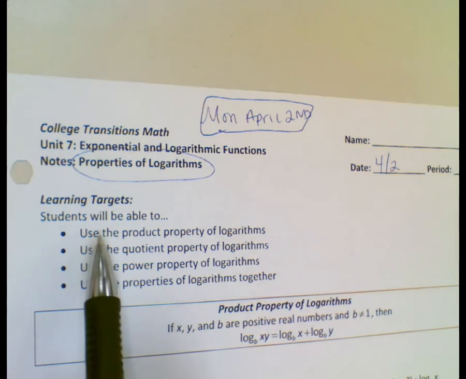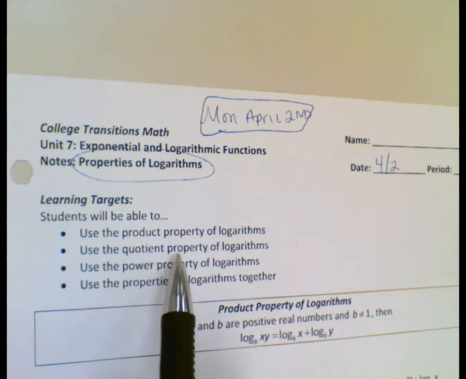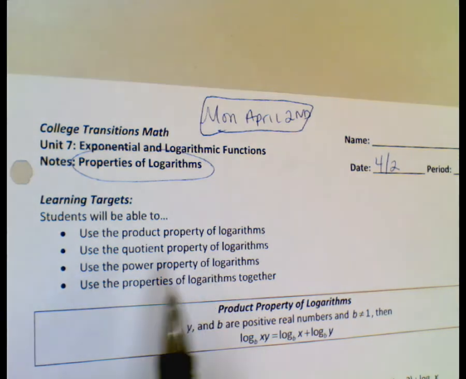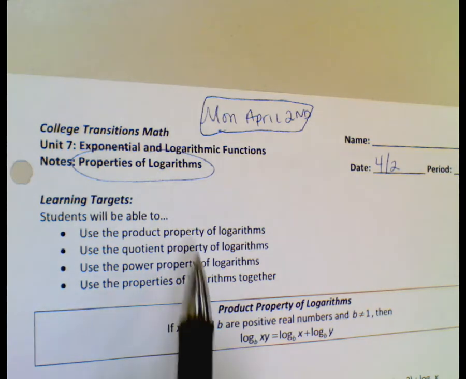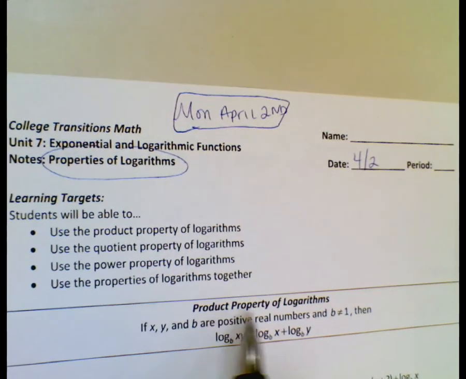So here we go. Today you're going to be using the product property of logarithms, the quotient property of logarithms, the power property of logarithms, and then you're going to use the properties of logarithms together. So we're going to be doing all four of these. So starting with product right here. In our first box here, we have product property of logarithms.